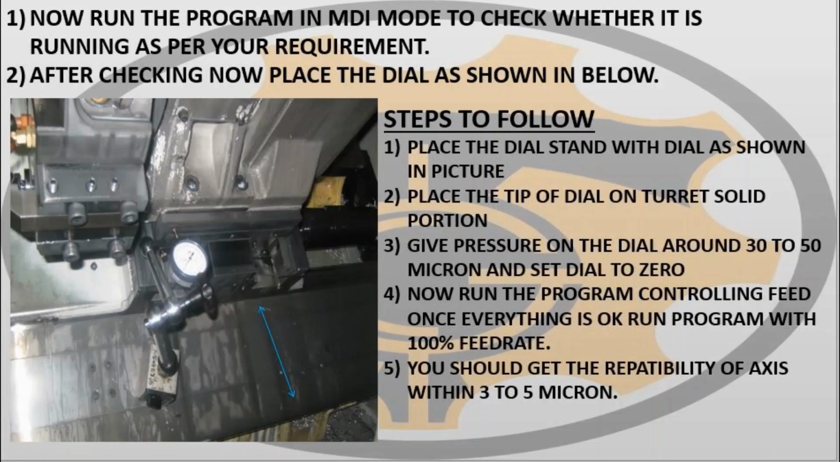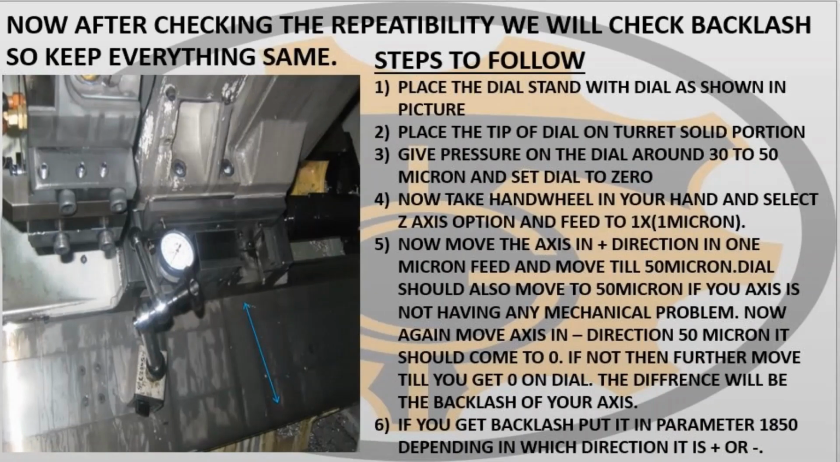The same is for checking backlash. Keep everything the same. Now take the hand wheel, select the Z-axis jog and select 1x, that is 1 micron. Now the same procedure: move the axis in the positive or negative direction to 50 micron. The dial should also move to 50 micron. Now again move to minus, it should come to 0. If you are getting any backlash, then put it in 1850 depending on which direction it is.